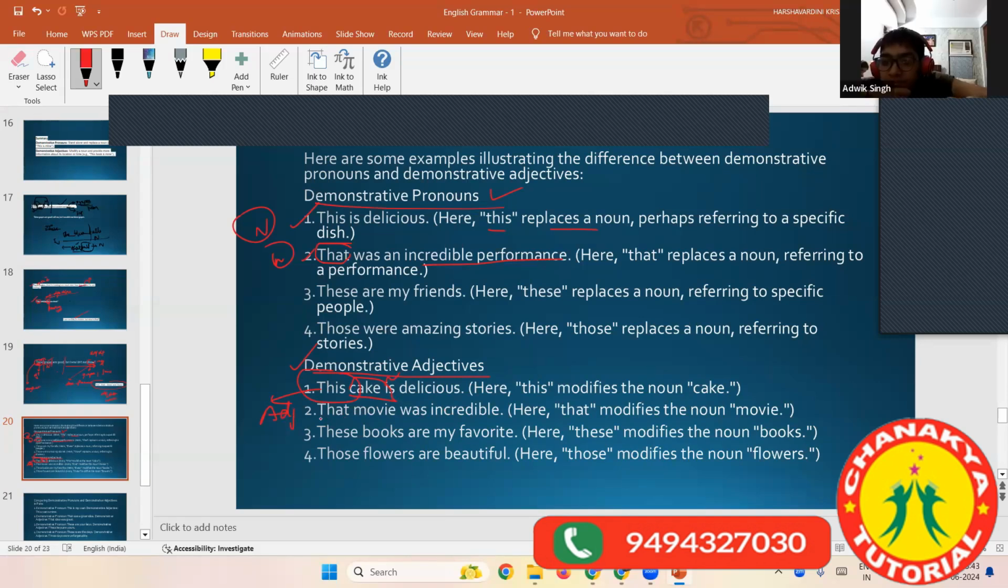Yes, sir. "That movie was incredible." Here we know that the line is talking about a movie. Movie is going to be the subject of the sentence, but we have that also, right? Yes, ma'am. So that is going to modify your noun, so that is going to be a demonstrative adjective. Correct? Yes, sir.